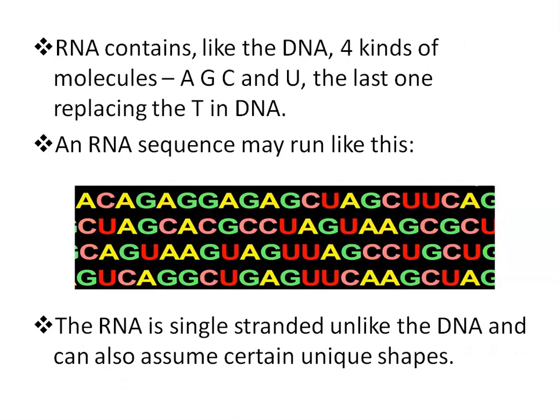Similarly, RNA contains, just like DNA, 4 kinds of molecules: adenine, guanine, cytosine, and uracil, the last one replacing thymine in DNA. This means in RNA, the base uracil is present instead of thymine, which is present in DNA. So an RNA sequence may run like this, a string of 4 types of bases, right? RNA is single stranded, unlike DNA, which is double stranded, and can also assume certain unique shapes.